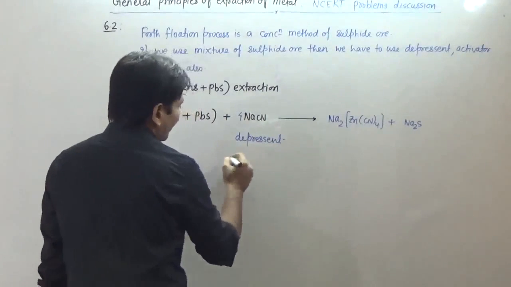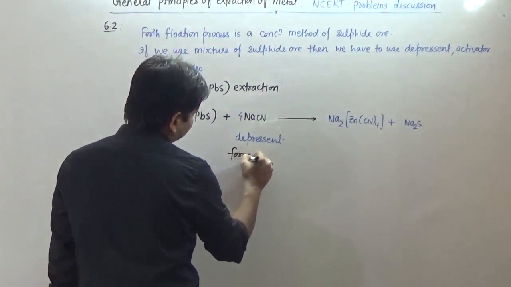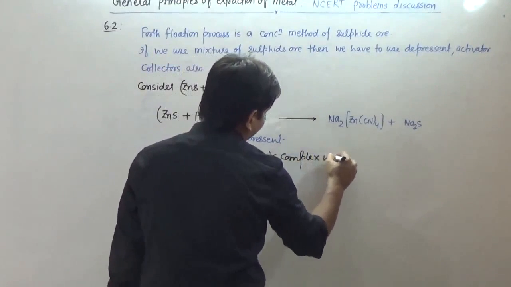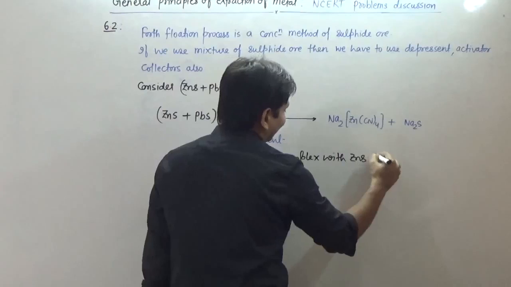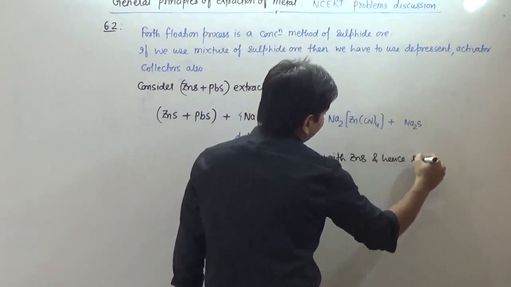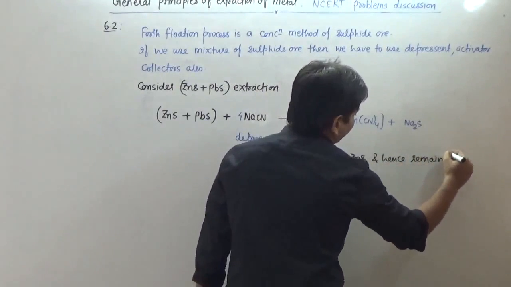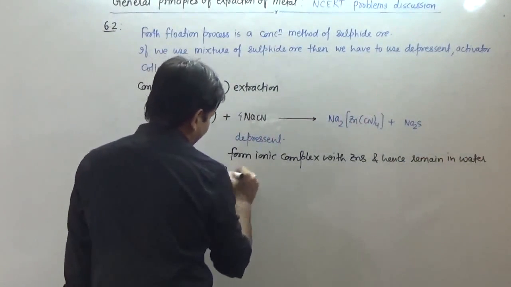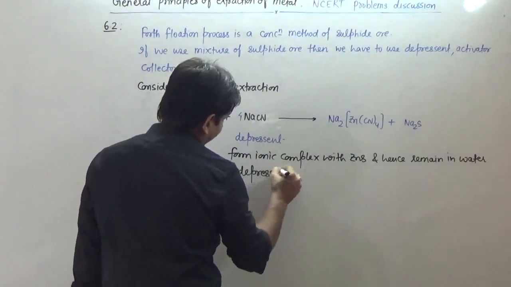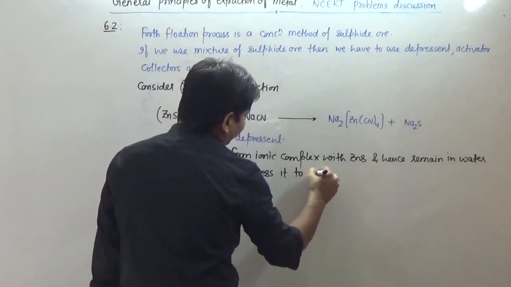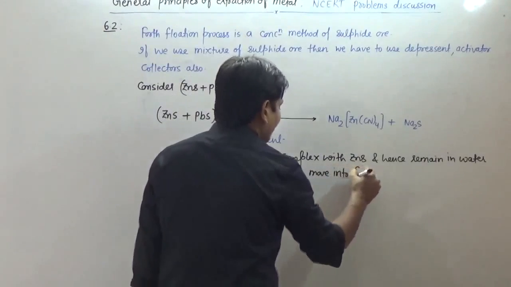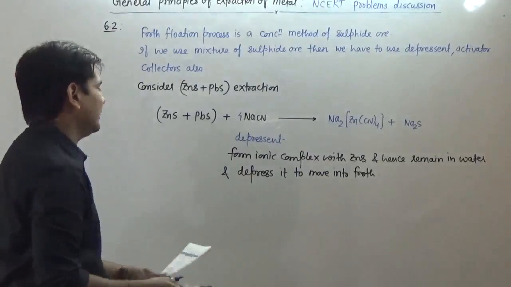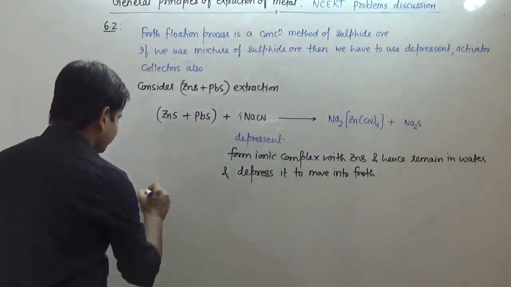The depressant forms an ionic complex with ZnS, which becomes water soluble and remains in water, and so it is depressed from moving into the froth. Now if you proceed with the froth flotation process, then PbS can be extracted.